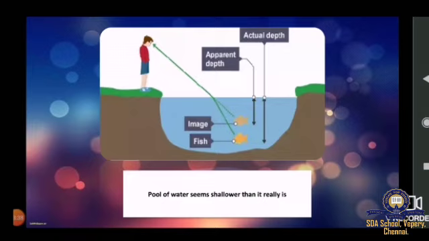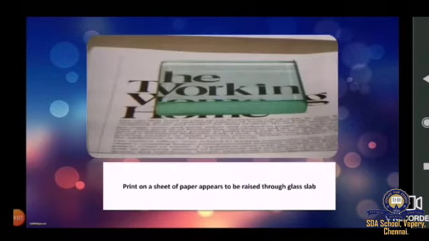Similarly, the pool of water seems shallower. So, in this image, the fish is actually at the bottom, but we will be able to see it in a raised position. It is also due to the refraction. The light has to travel from the water medium to the air medium, so it results in the displaced image. Here also the light has to travel from glass medium to the air medium, so we are able to see the displaced image of the print.